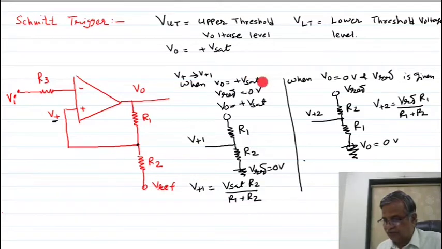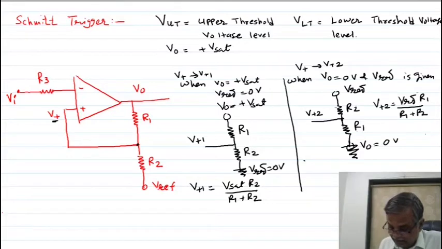When Vo is plus Vsat, V reference is 0. So V plus 1 you can obtain as Vsat into R2 upon R1 plus R2. Now when Vo is 0 volt and V reference is given, at that time my V plus is nothing but the V plus 2. So V plus 2 you can get as V reference into R1 upon R1 plus R2.